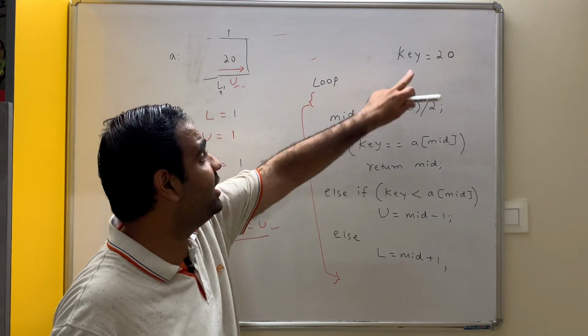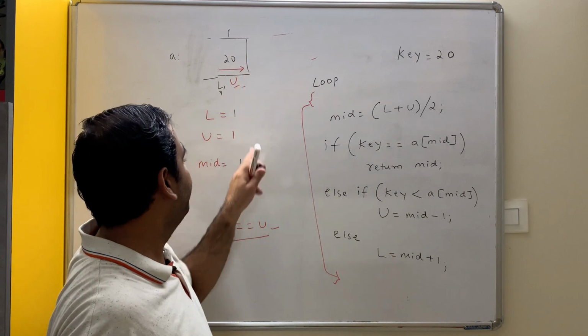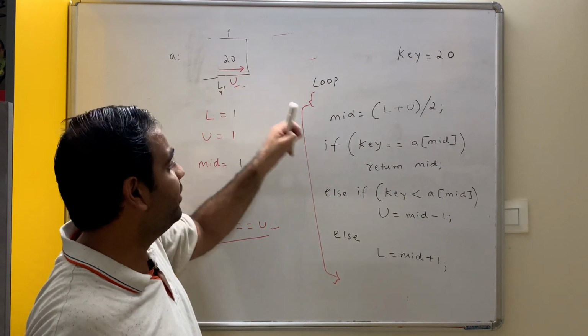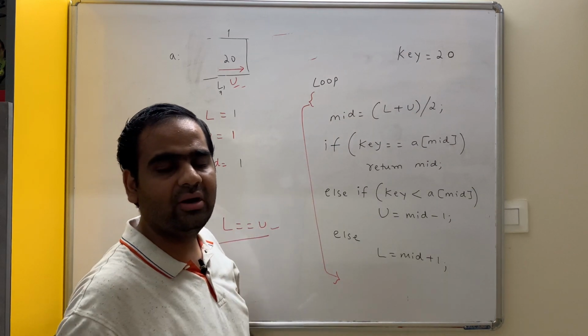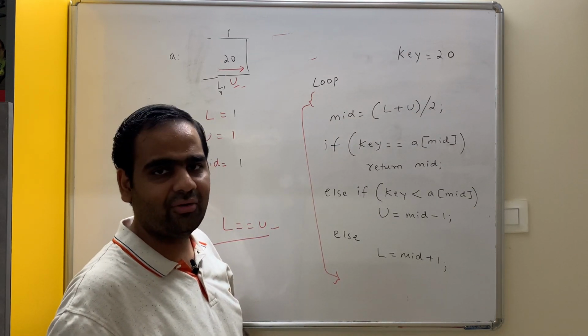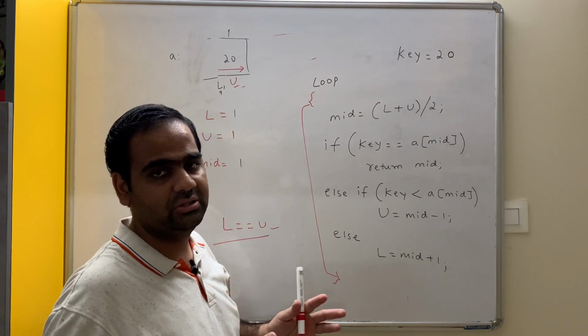Now what is the value of key? 20. And what is the value of A of mid? A of 1. That is also 20. Is 20 equal to 20? Yes. Return mid. It will return 1 to the point from wherever it is called, saying that the search is successful.